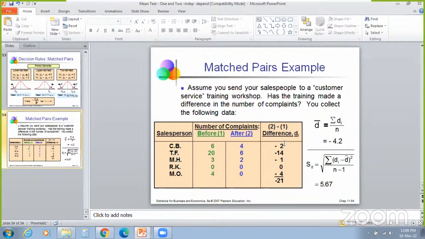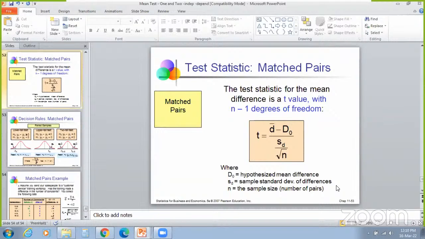You have to sum this, and you have to take a mean for this. So 21 divided by 5, it is minus 4.2, and you have to calculate the standard deviation for this. The standard deviation for this mean difference is 5.67, and you have to use these two values in that formula. The formula we noted earlier: d bar is minus 4.2, the standard deviation is 5 point something, divided by root n. That gives you a value.